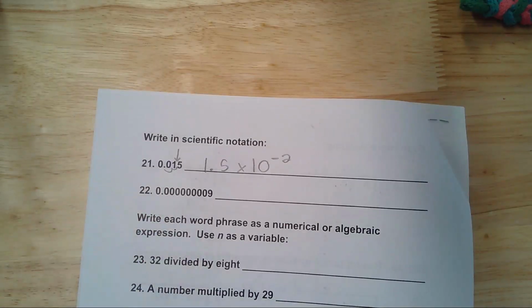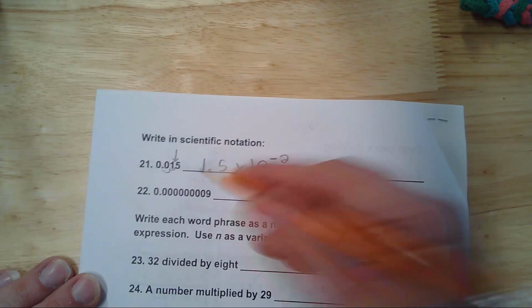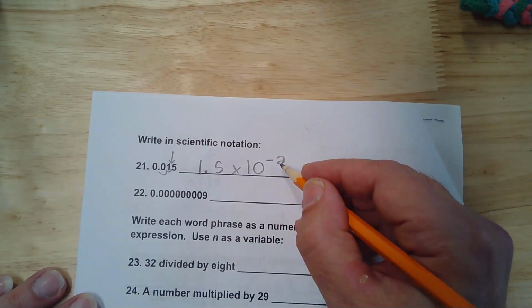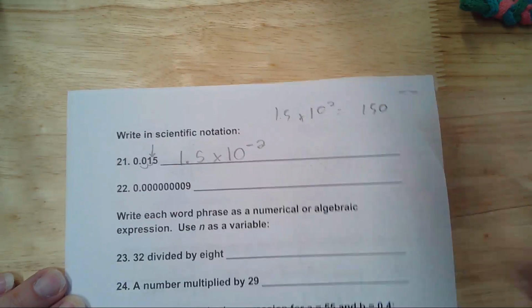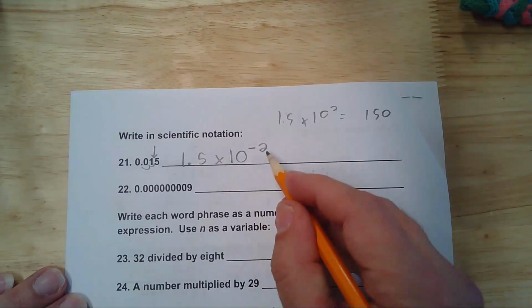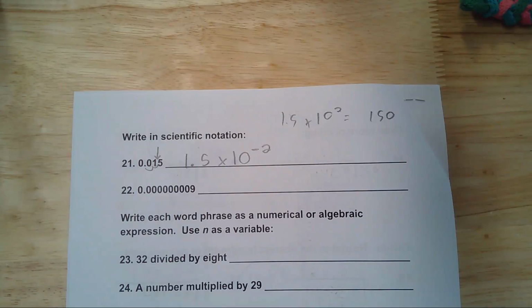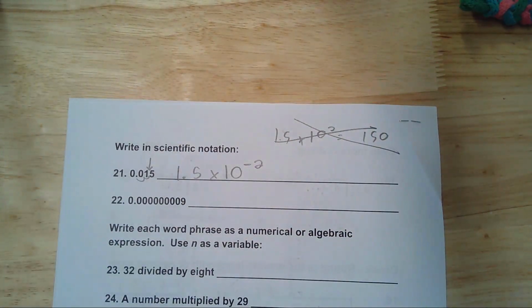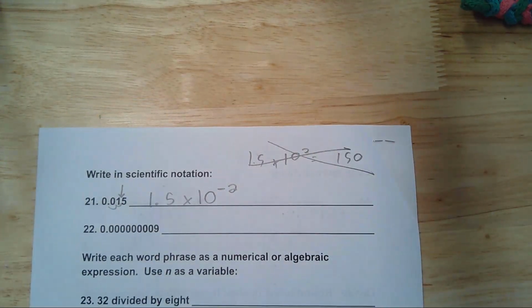So this would be it. 2 things I need. Single digit number between 1 and 9, essentially, multiplied by 10 to a power. Positive exponents represent large values. This would be 150, positive 2. Negative exponents represent tiny values. The decimal moves to the left. The number gets smaller, right? So you'll only see negative exponents on your test, but just as a refresher, why, how, what does it all mean?